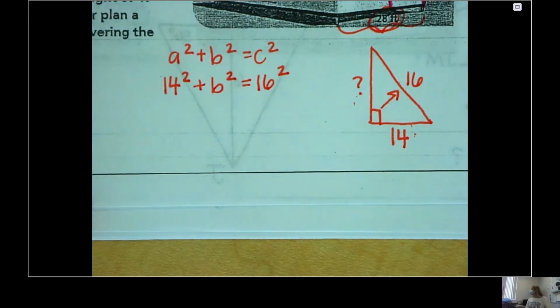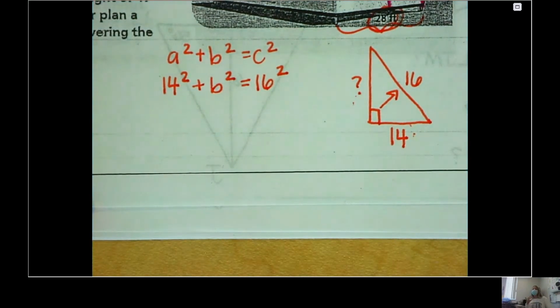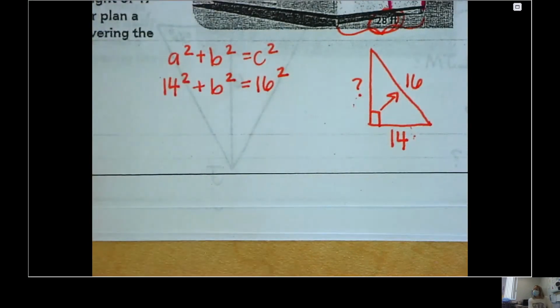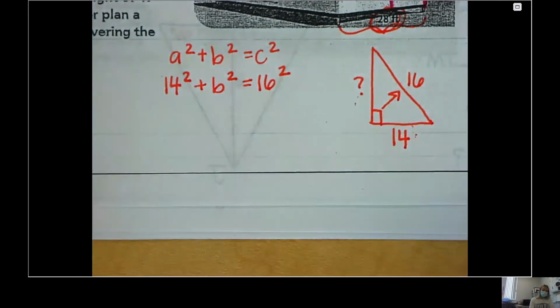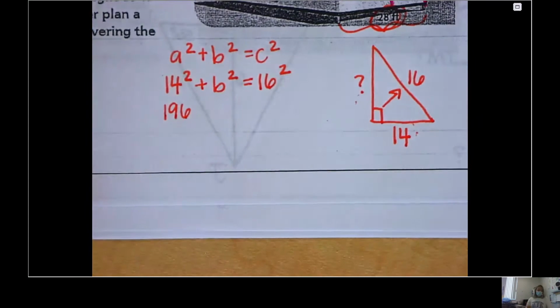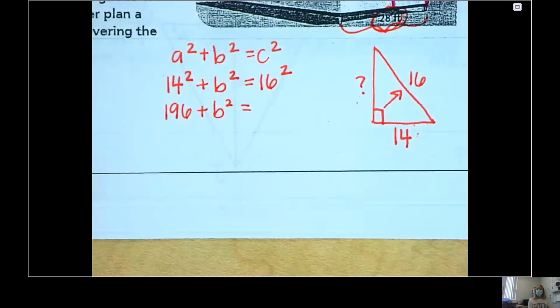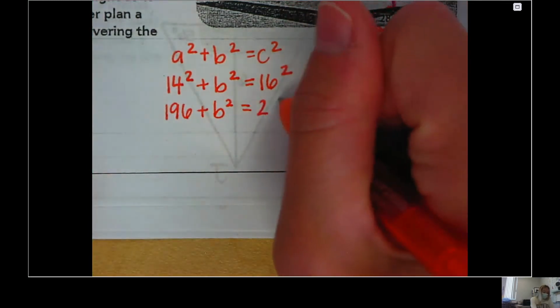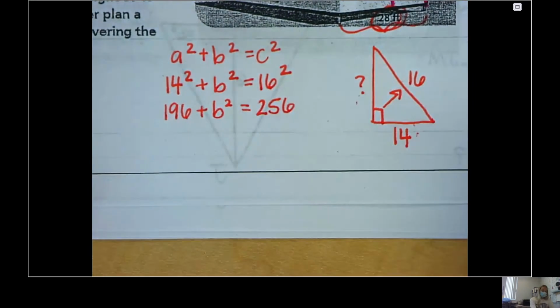All right, now we're just going to solve it. So the first thing I'm going to do is all of my exponents. 14 squared means 14 times 14. Does anybody know what that is? Nope, that's definitely not. 196. So it's not times 2, it's times itself. Plus B squared. And then 16 squared means 16 times 16. I don't know what that is. 256.